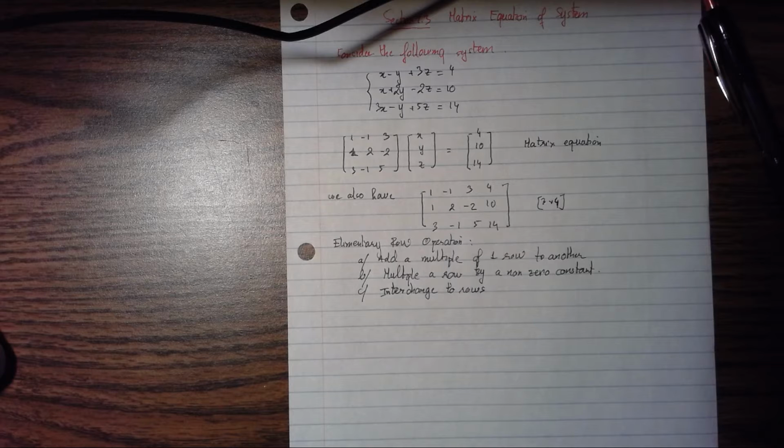Multiply a row by a non-zero constant. I mean we multiply each entry of the row by a number. Add a multiple of a row to another. It means that you can take one row and add a multiple of another row to it. With a multiple, it means that you multiply that row by a number.